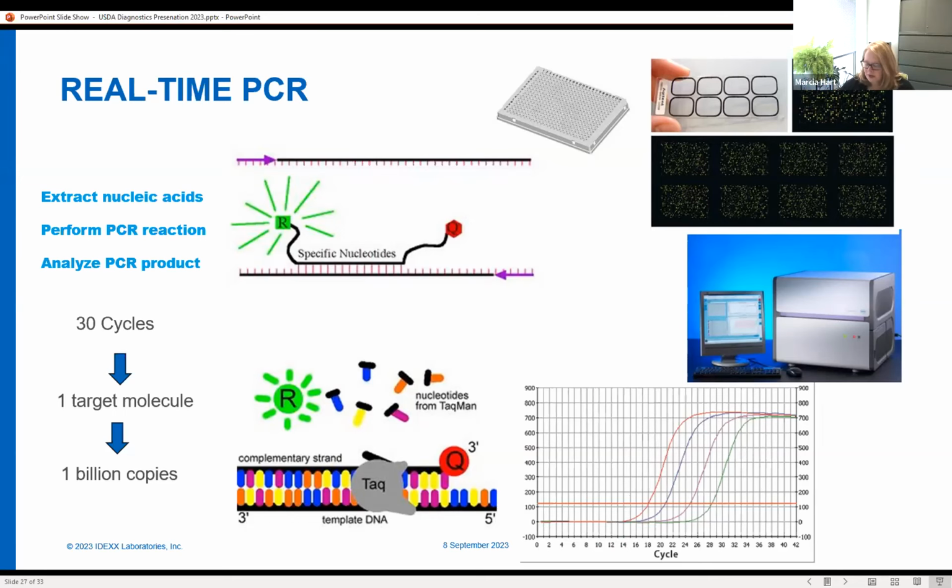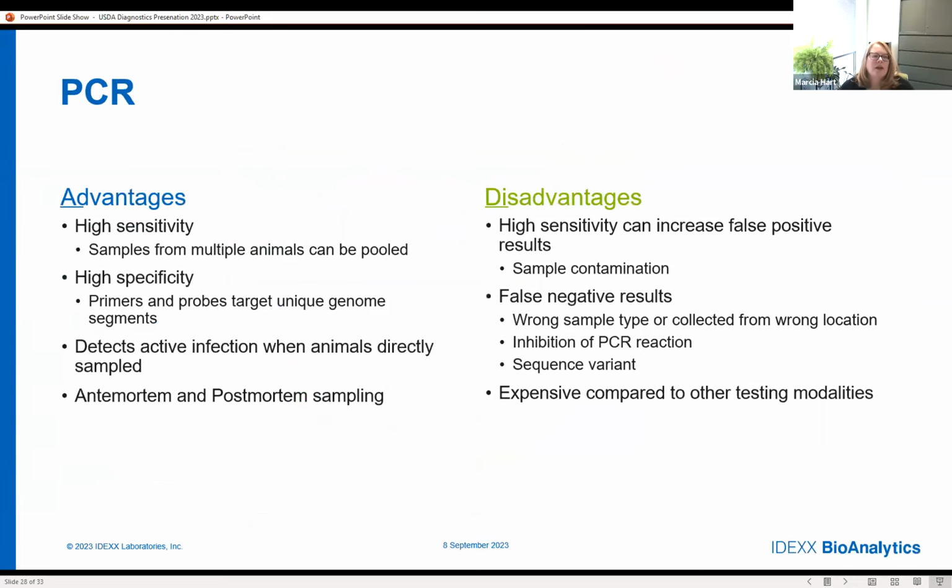So again, PCR is looking for the agent of interest. The advantage of PCR is it's highly sensitive. You can take samples from multiple animals and pool them into one. It does have high specificity, so primers and probes can target unique genome segments, and that decreases background or things that I can't distinguish. It detects active infection when animals are directly sampled. So remember, PCR is a direct testing modality. You can use it for antemortem and postmortem sampling.